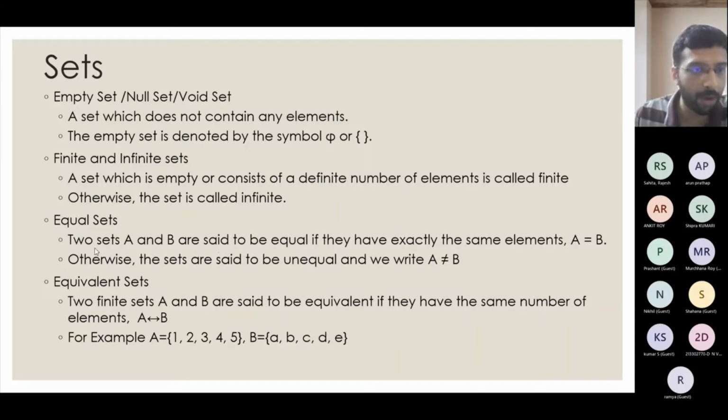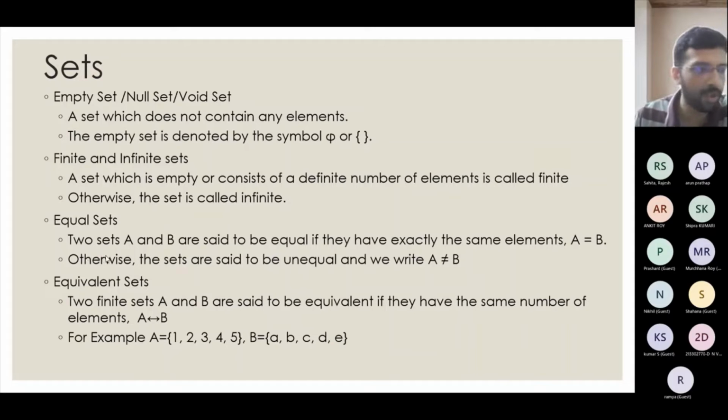And similarly, there is a concept called equivalent sets. What is the difference between equal and equivalent? Equal sets we can denote for infinite sets also, because suppose I have the natural numbers and I have a set corresponding to positive integers, then both will be the same, right? So I can say that the set of positive integers is equal to N. But for equivalent sets, the difference is that it is applicable only for finite sets.